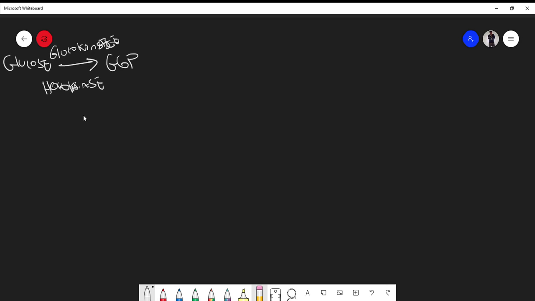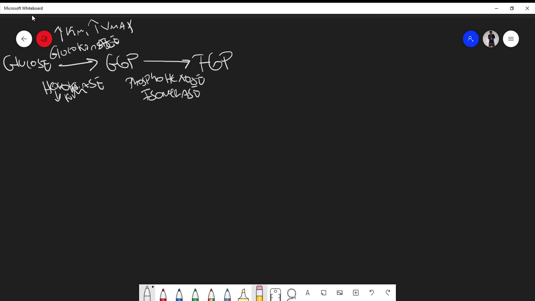Right, now properties of glucokinase is that it has a high Km and it also has a high Vmax. Hexokinase, on the other hand, has a low Km. Right, so again, irreversible step to glucose 6-phosphate. Glucose 6-phosphate, through an isomerase reaction, gets converted to fructose 6-phosphate. Right, the enzyme in this step is actually phosphohexose isomerase. Right, now this is actually a reversible reaction.